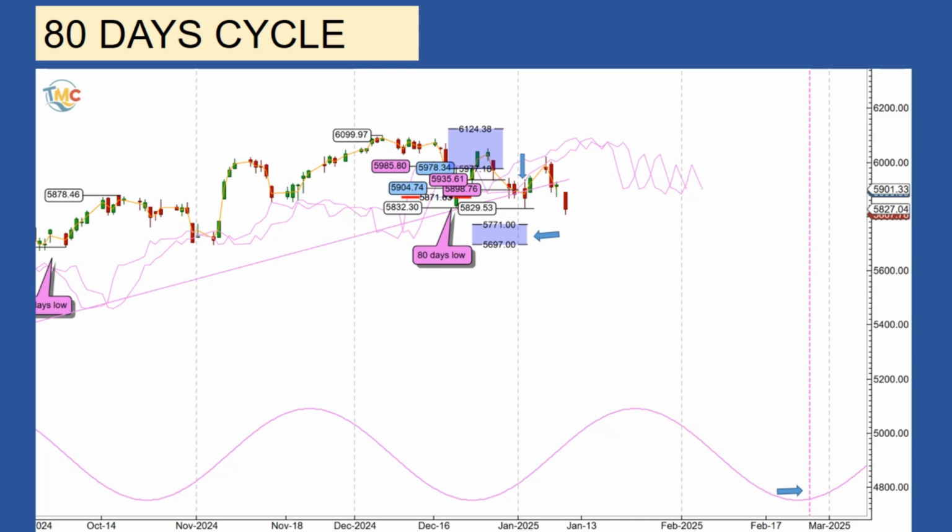The last upside target for the year 2024 between 6,124 and 5,797 was perfectly met with an all-time high at 6,099.97, see the 20 days chart. The peak for the next 80 days cycle is expected on January 23rd, but there is a possibility the January 6th peak could be the 80 days peak. In this case this is bearish for the market and we can expect further decline.